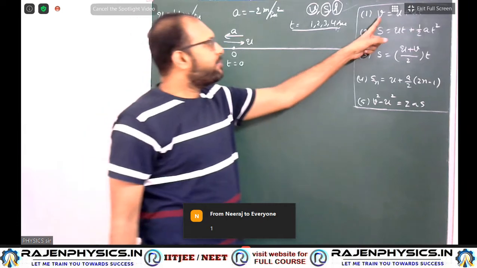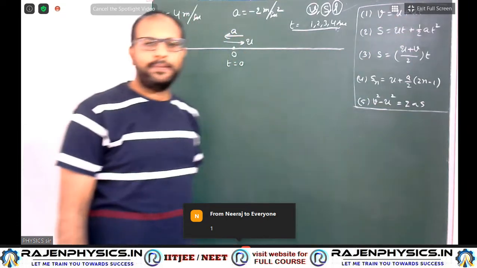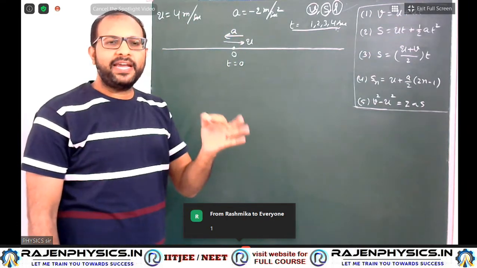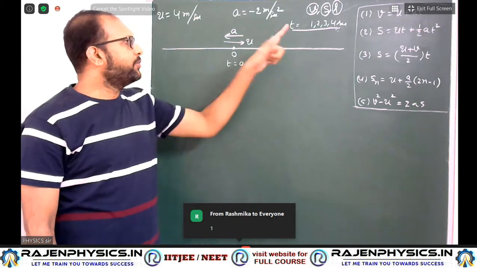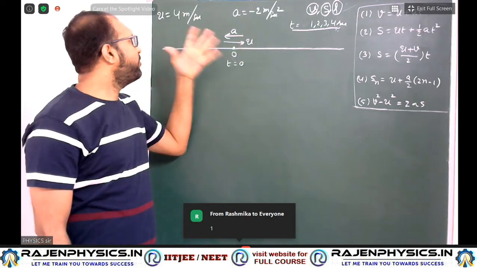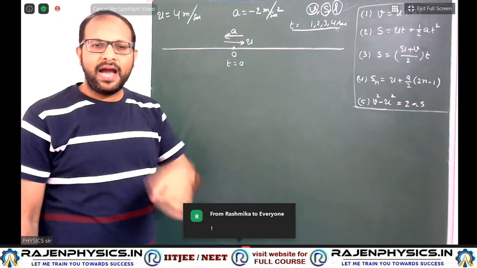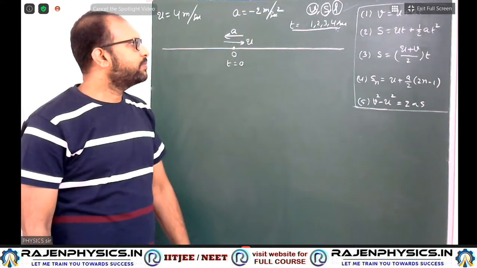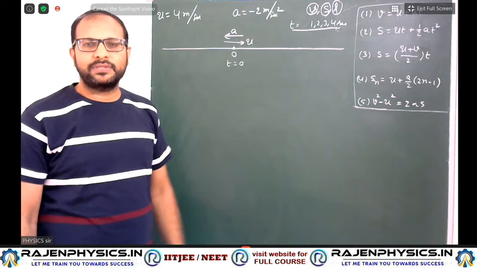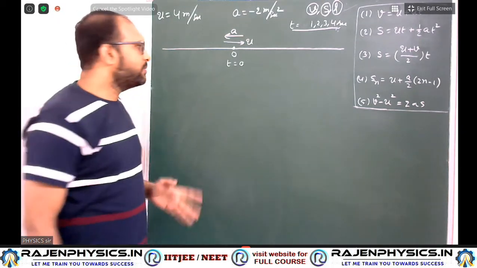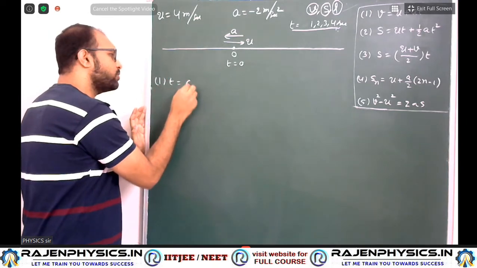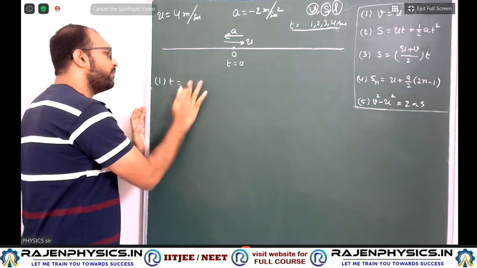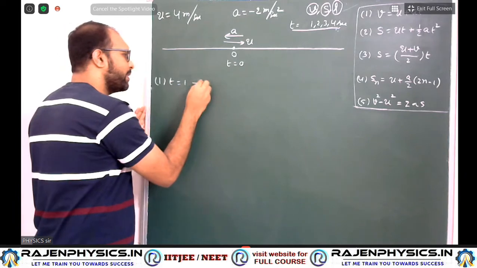Because in equation number 1, v equal to u plus at, v is our target, instantaneous velocity. u is already given as 4, a is already given as minus 2, and the times are different. Okay, so now I am starting. This is t equal to 0, students, t equal to 0 to t equal to 1 second.